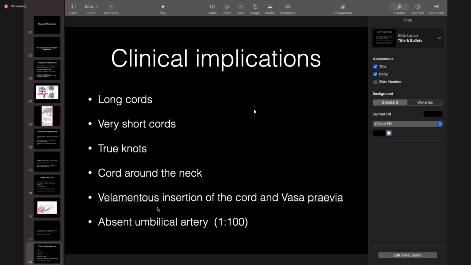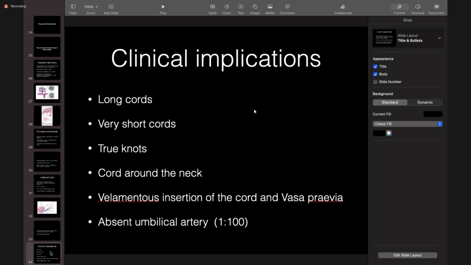Okay. Any questions up to now? So velamentous insertion is not actually a usual insertion. Okay, so the cord comes and attaches to the placenta without a membrane. Any questions up to now?